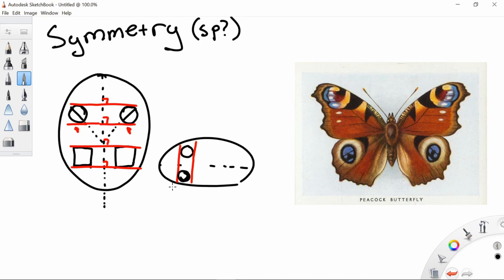I brought up this image of a butterfly because we can evaluate it. It's a great picture to evaluate. So the line of symmetry is right here.